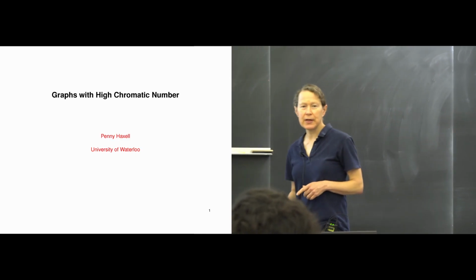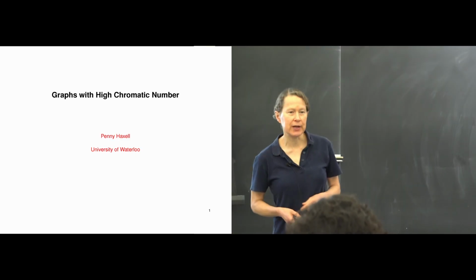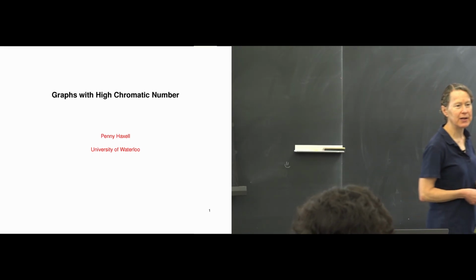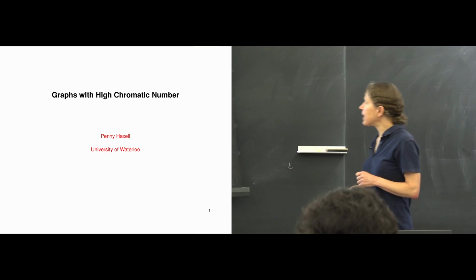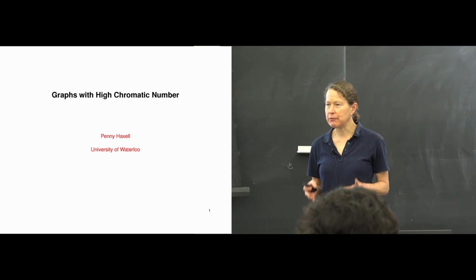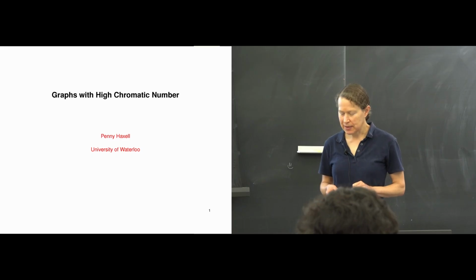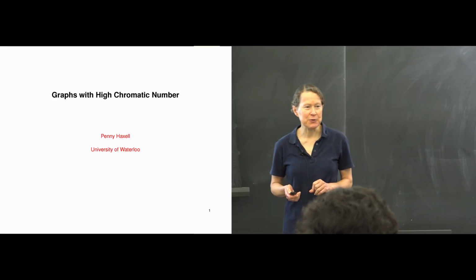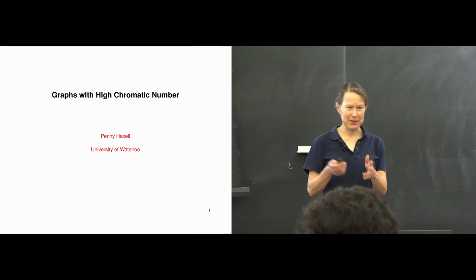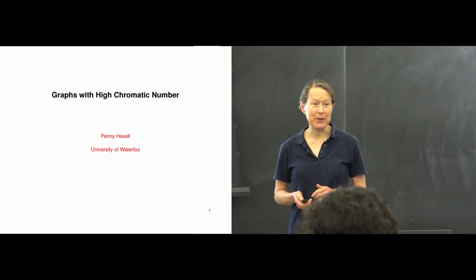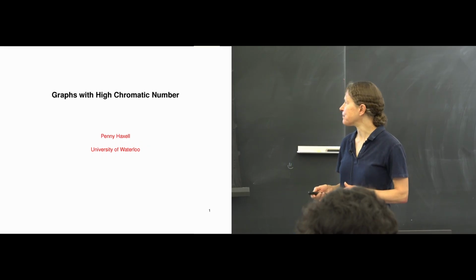So I'm going to talk about this rather vague-looking topic, graphs with high chromatic number. I'll be very much more specific about it in just a moment. This is really a talk about really basic graph theory questions. Especially if you've been in my 442, 642 class, which I'm happy to see that some of you have, you will see a lot of familiar looking things as we start out here.